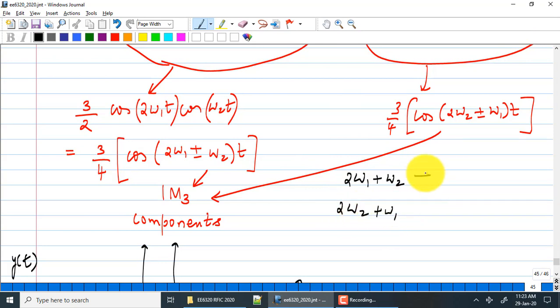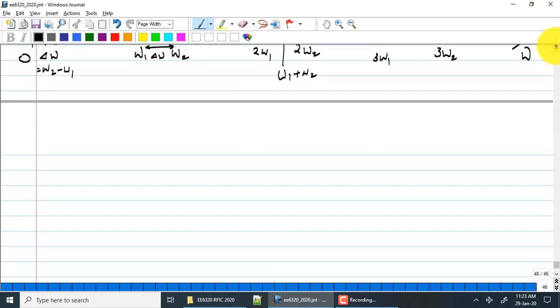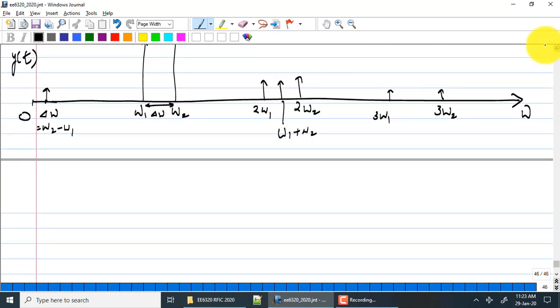So what are these terms? This is equal to 3 omega 1 plus delta omega. Okay, and what is this equal to? 3 omega 2 minus delta omega, right? So clearly they will lie somewhere here. Okay.